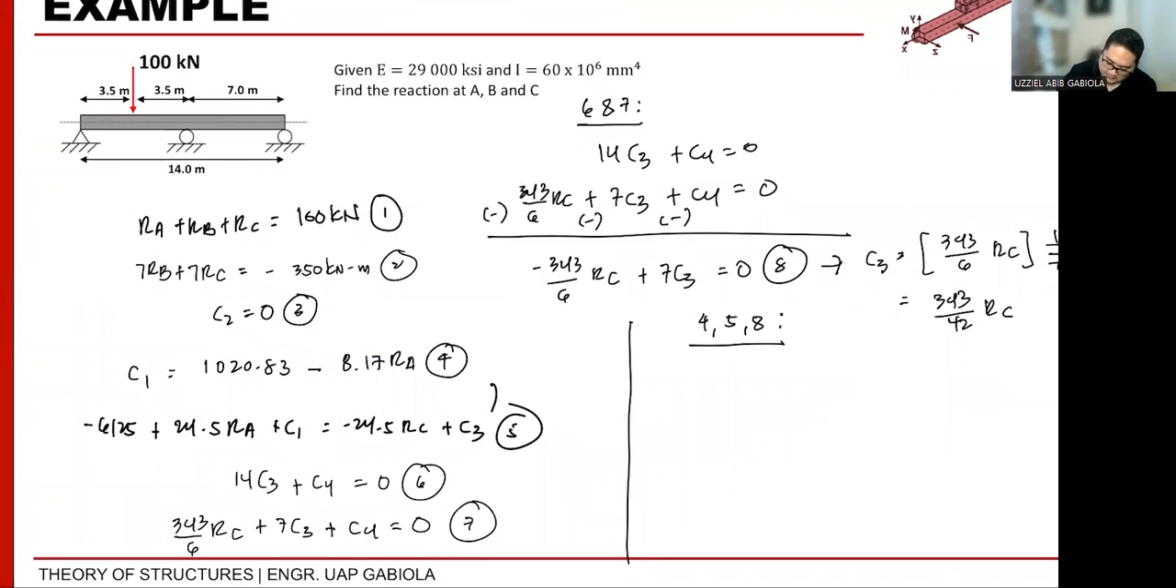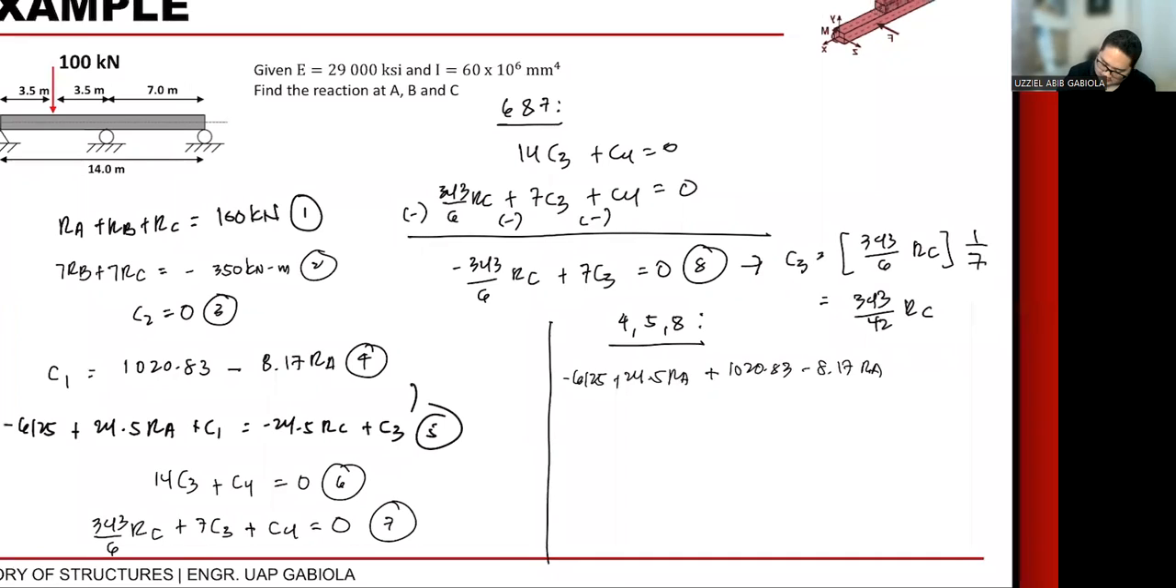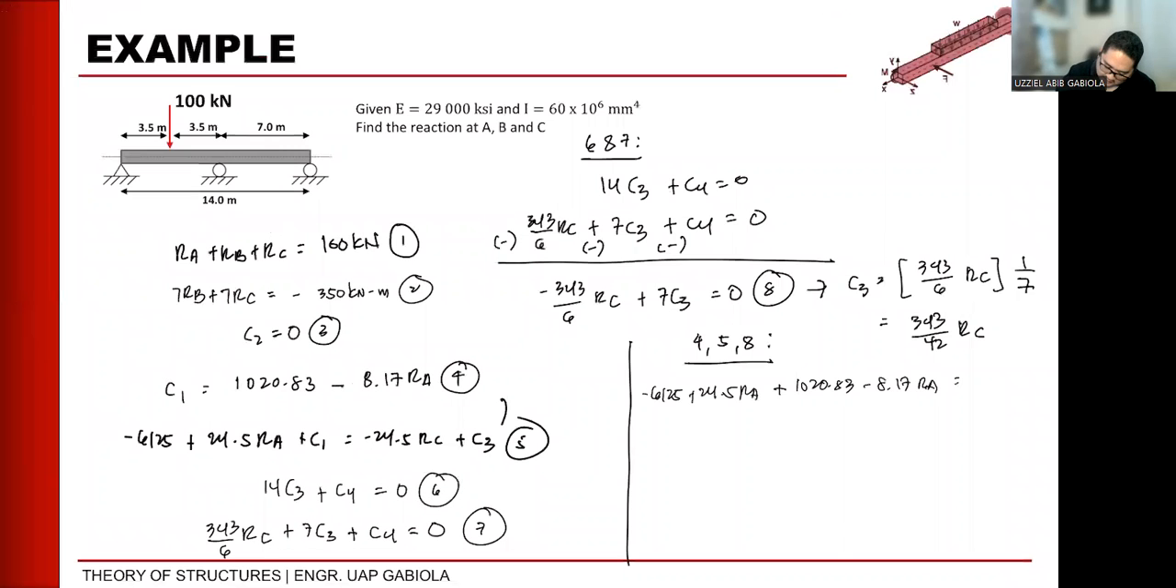Dyan natin sa-substitute ngayon yung values natin na 4, 5, and 8. Okay, so we have negative 6125 plus 24.5 RA plus yung C1 natin from equation 4. So, 0.83 minus 8.17 ng RA is equals to negative 24.5 ng RC plus yung value ng C3 natin from equation 8 over 42 RC.